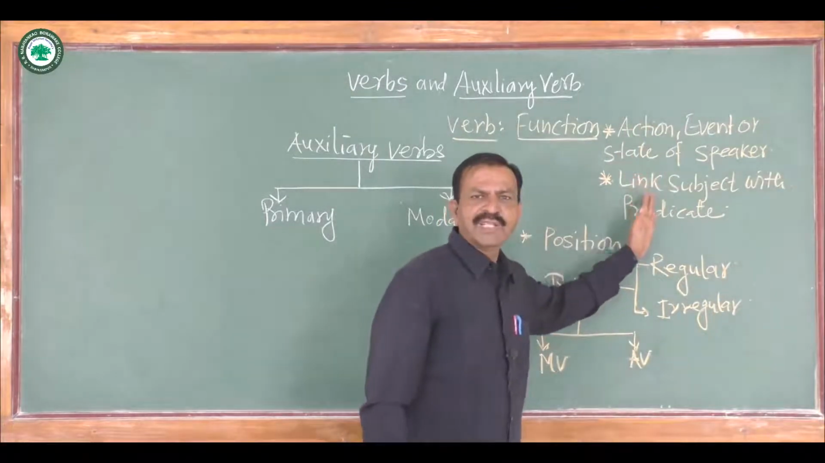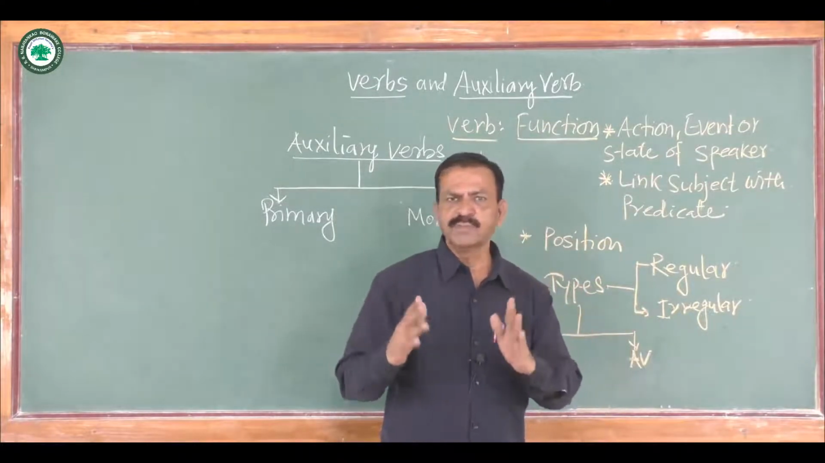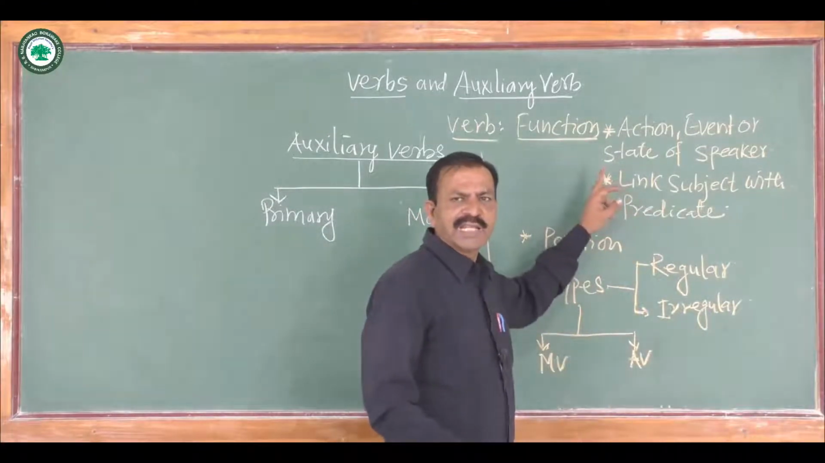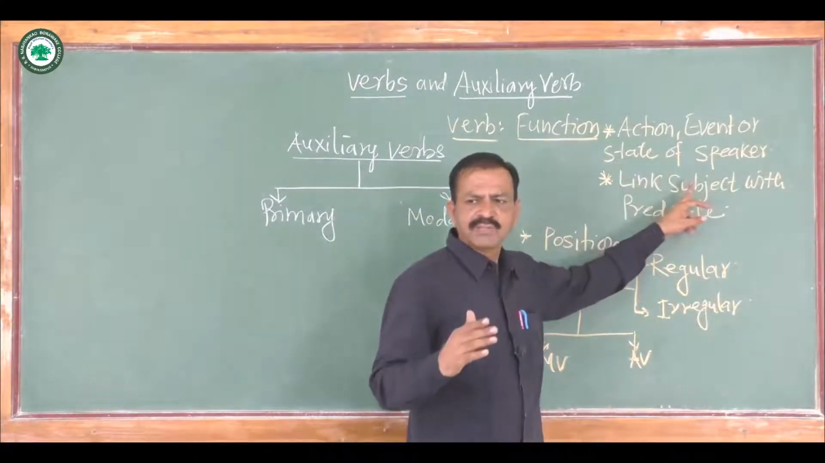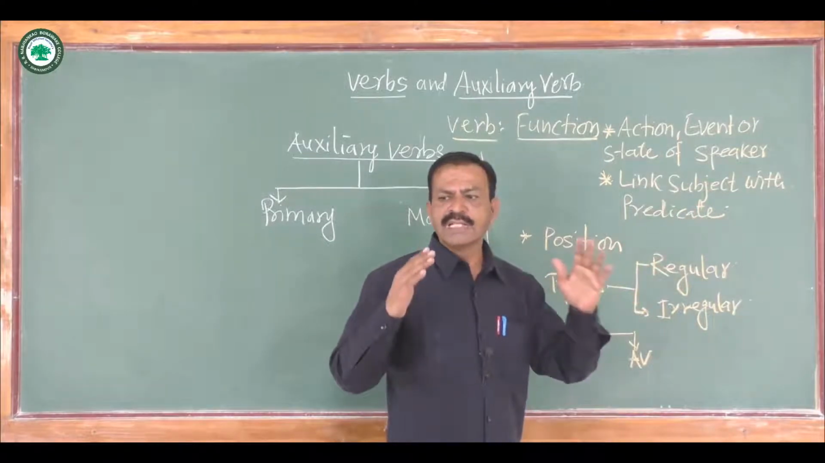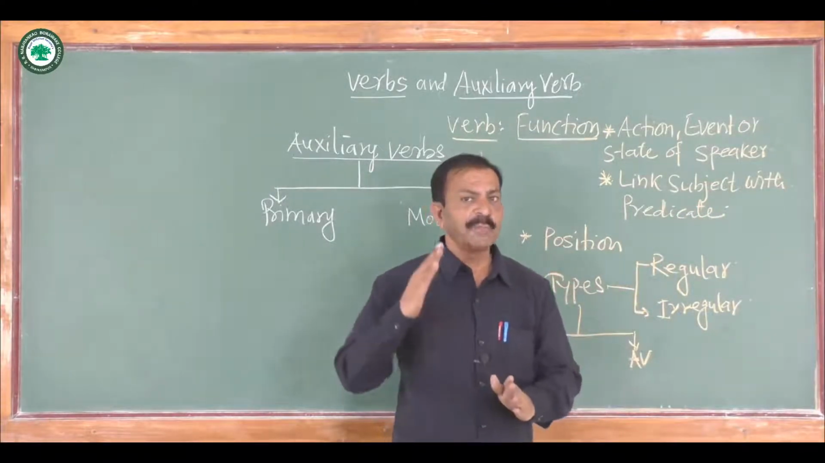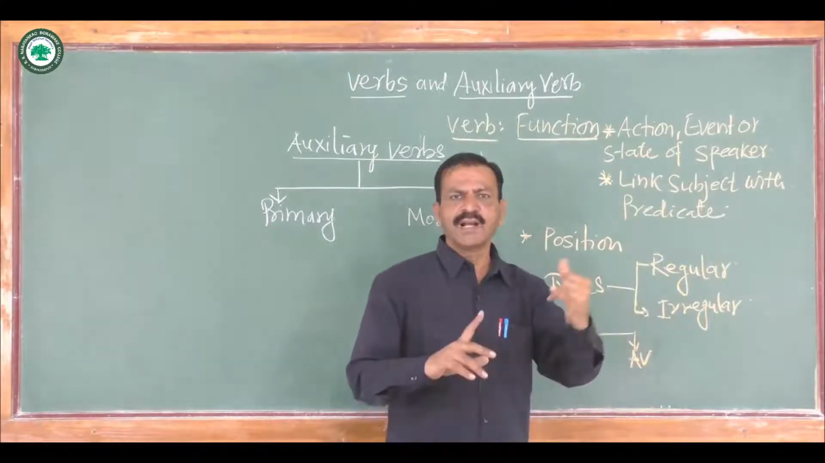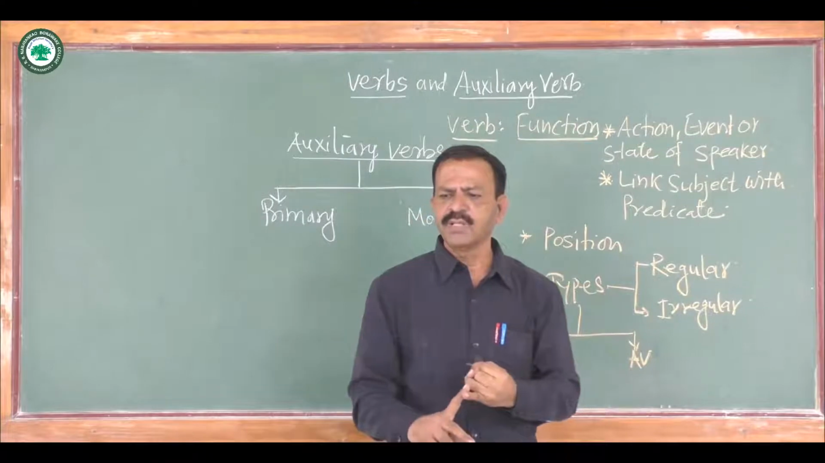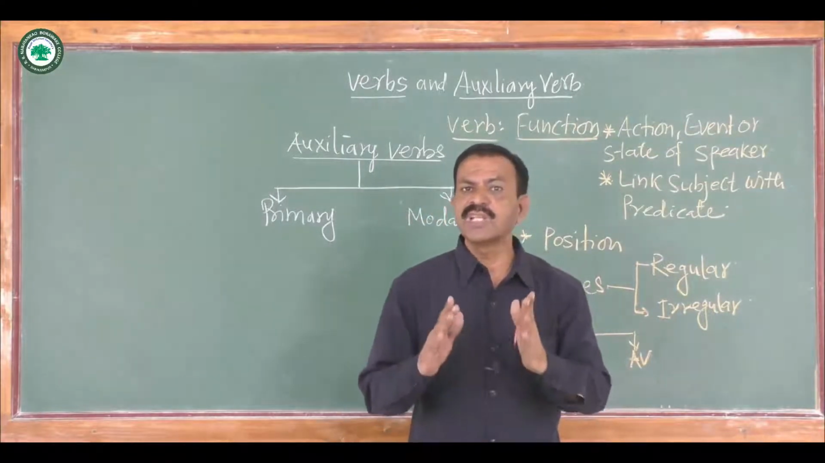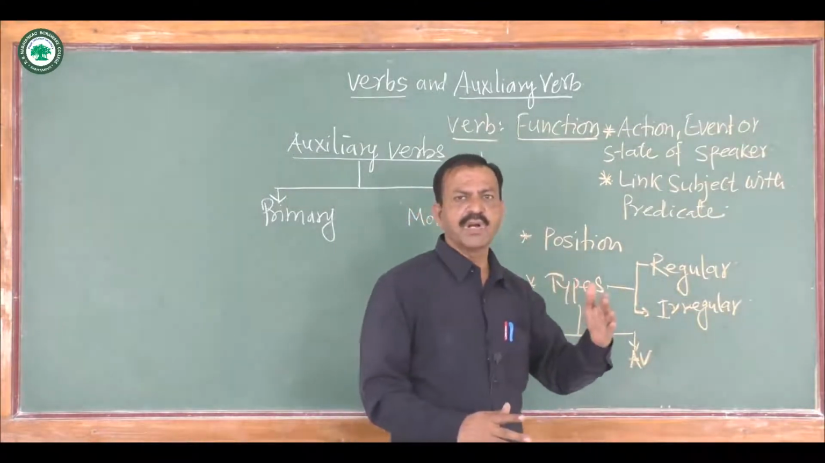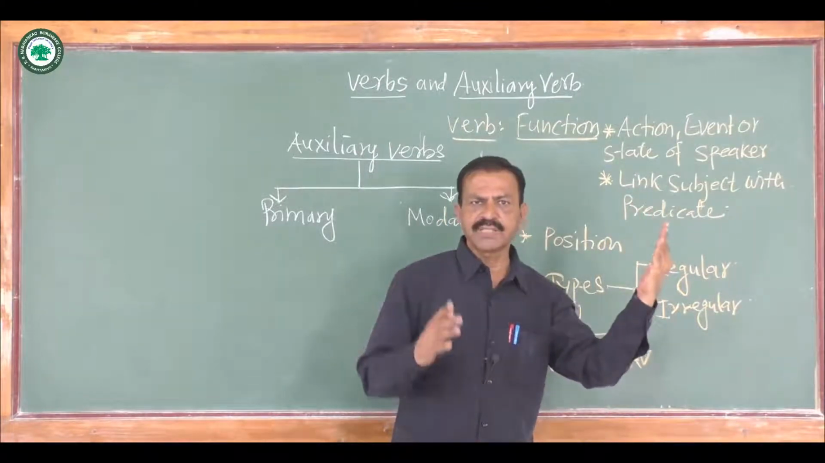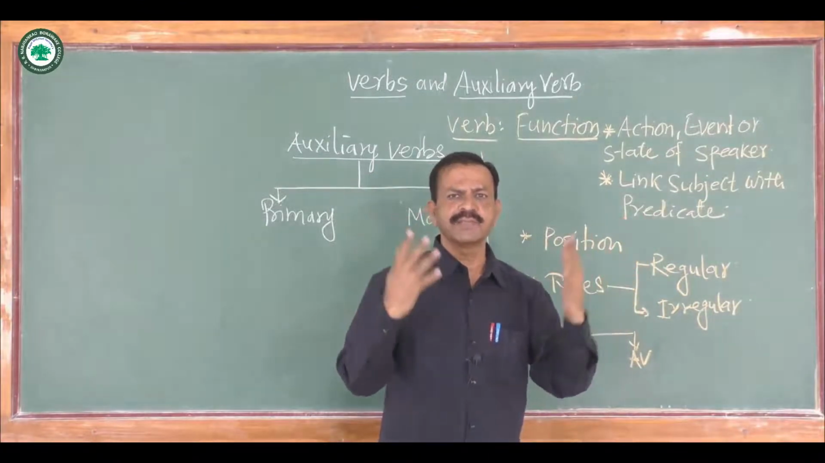So here I have written, what is the function of verb in a sentence. It expresses the action or event or state of the speaker. So the main function of the verb is just related to these 3 words. Either it describes an action of the speaker, or event, or the state of the speaker. The next function of verb is to link the subject with the predicate of the sentence.